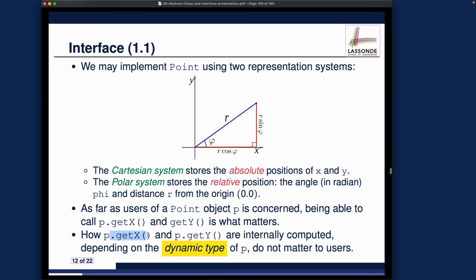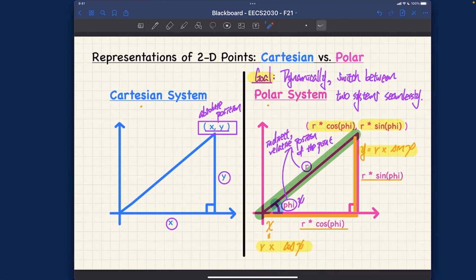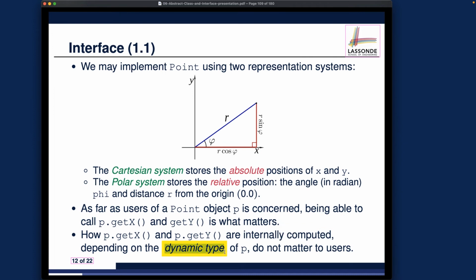Okay, how p.getX and p.getY are internally computed, either by just returning the attribute values x and y, or by some trigonometry computation, is up to what the dynamic type is for the context object P. It's a very important slide for you to understand. Once you understand this, the rest will just be setting up an example to show the equivalence between the two systems and giving you some example code. The interface is not a very difficult idea. As I said, it's a special case of abstract classes, but we'll get to the syntax in a moment.